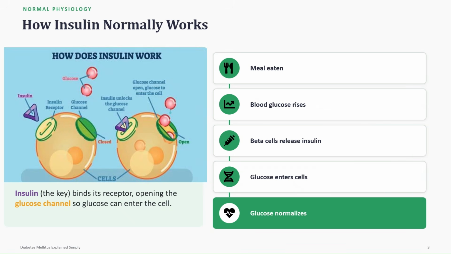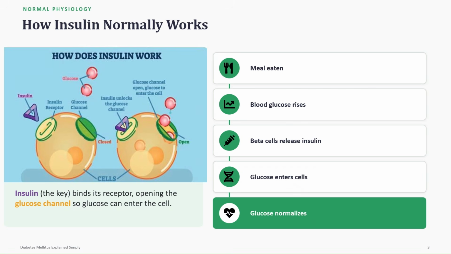Now, let's understand insulin using the easiest analogy. Think of insulin as a key. Think of your body's cells as locked rooms, and think of glucose as people trying to enter those rooms. After a meal, blood glucose rises, right? The pancreas detects this and releases insulin. Insulin acts as a key that unlocks the cell door.